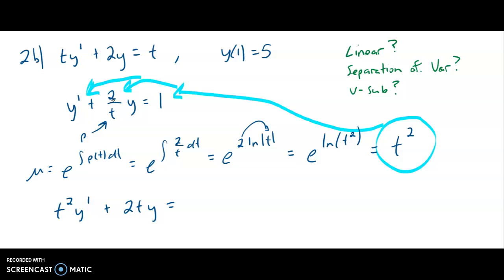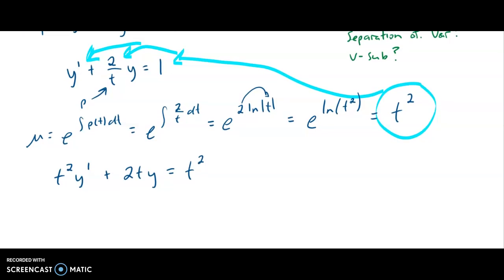Equals, don't forget to multiply this piece right here by t squared as well. Sometimes people skip that spot. So I get t squared there. A lot of times if you forget there, you wind up in some crazy integration by parts problem. So if you're doing really wacky integration by parts, look back and see if you missed that step.